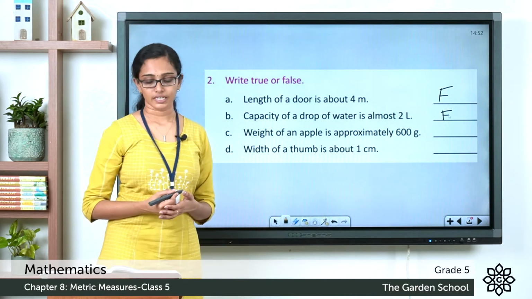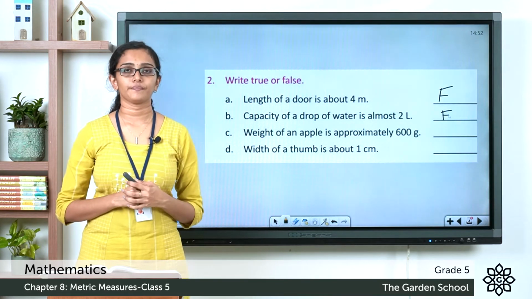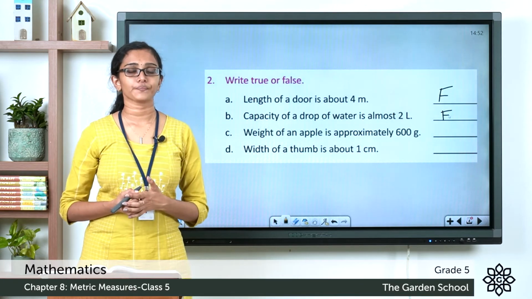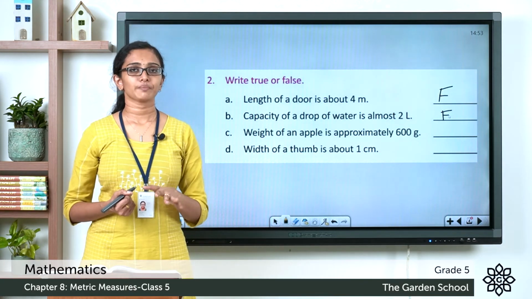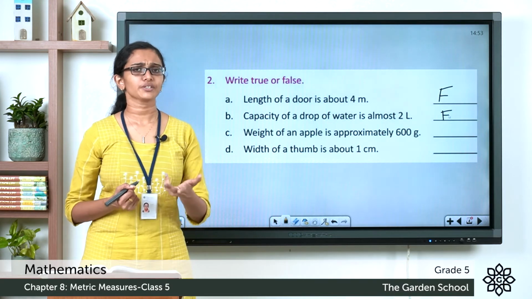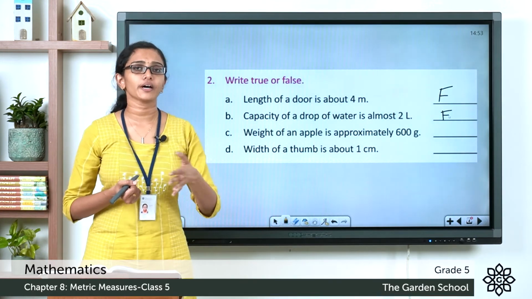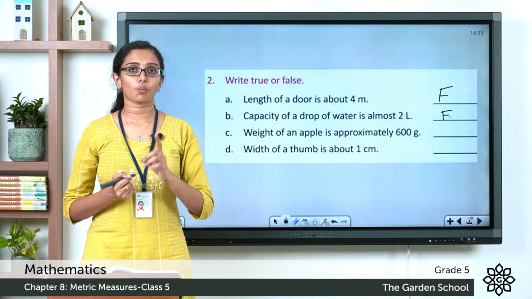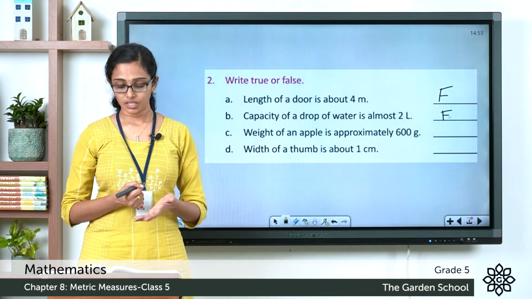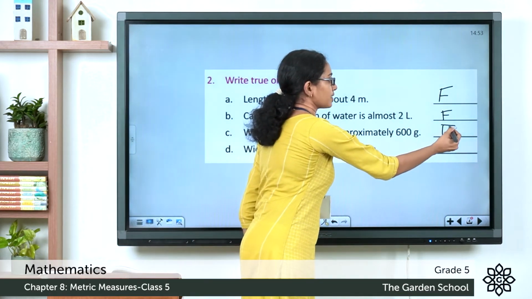Now the third question, C. Weight of an apple is approximately 600 gram. Have you ever gone to a shop with your parents to buy fruits or vegetables? 1 kilogram of apple might be roughly 4 apples. So half a kilogram or 500 gram would be like 2 apples. And 600 gram is just 100 gram more than half a kilo. Do you think it's just 1 apple? No, it may not be. So weight of an apple is approximately 600 gram may be a false statement. So let's write F for false there.